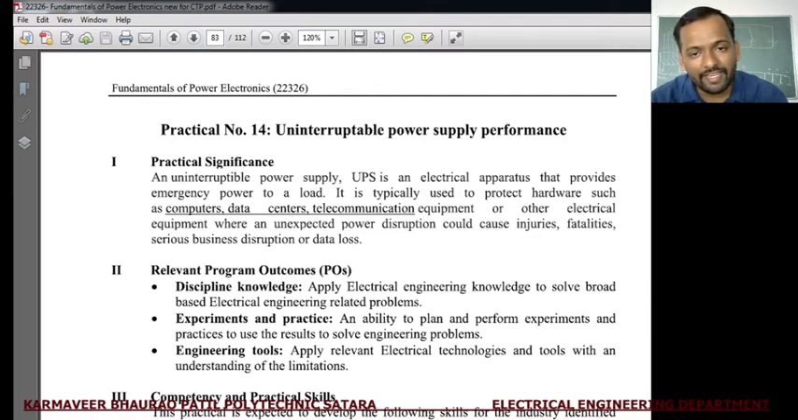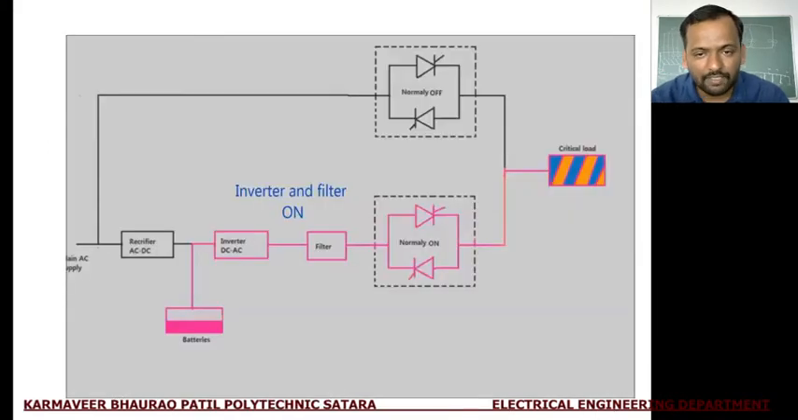Now, in this practical, we will study the performance of UPS, that is uninterrupted power supply. There are two types of uninterrupted power supplies: one is online UPS and another is offline UPS. Now, this switch is known as mains static switch, and this switch is known as UPS static switch.